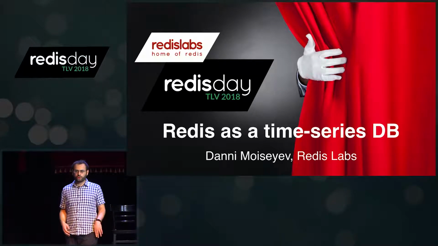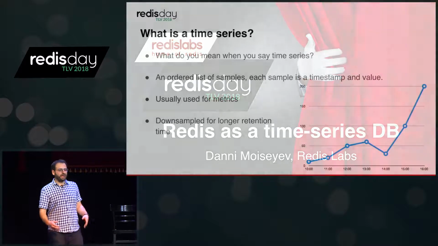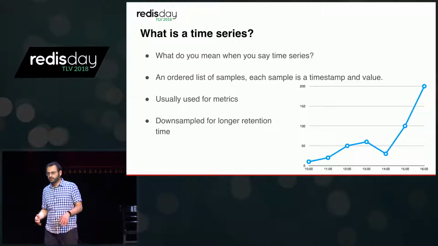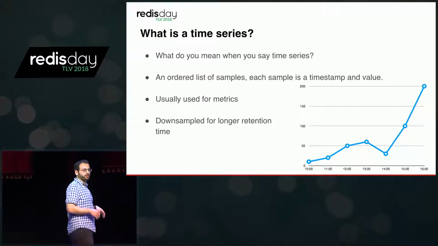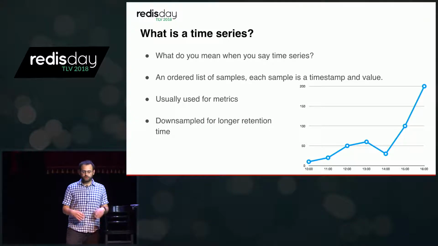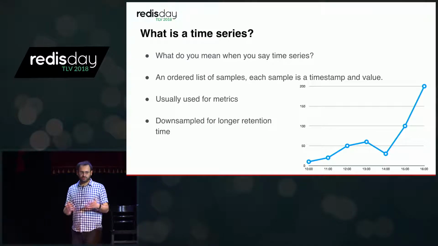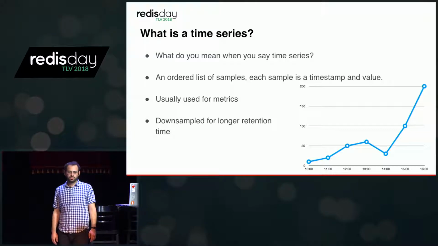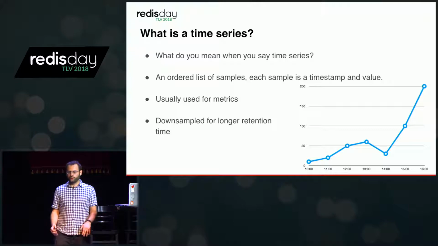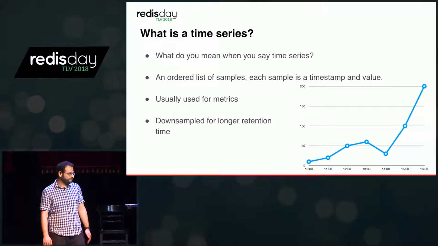So let's first talk about what a time series is. A time series, if you think about it, is basically a sorted list of samples. Each sample is a timestamp and a value. So if you have multiple samples, you have a time series. In the example in the graph, you can see we have 7 samples that together are a single time series.